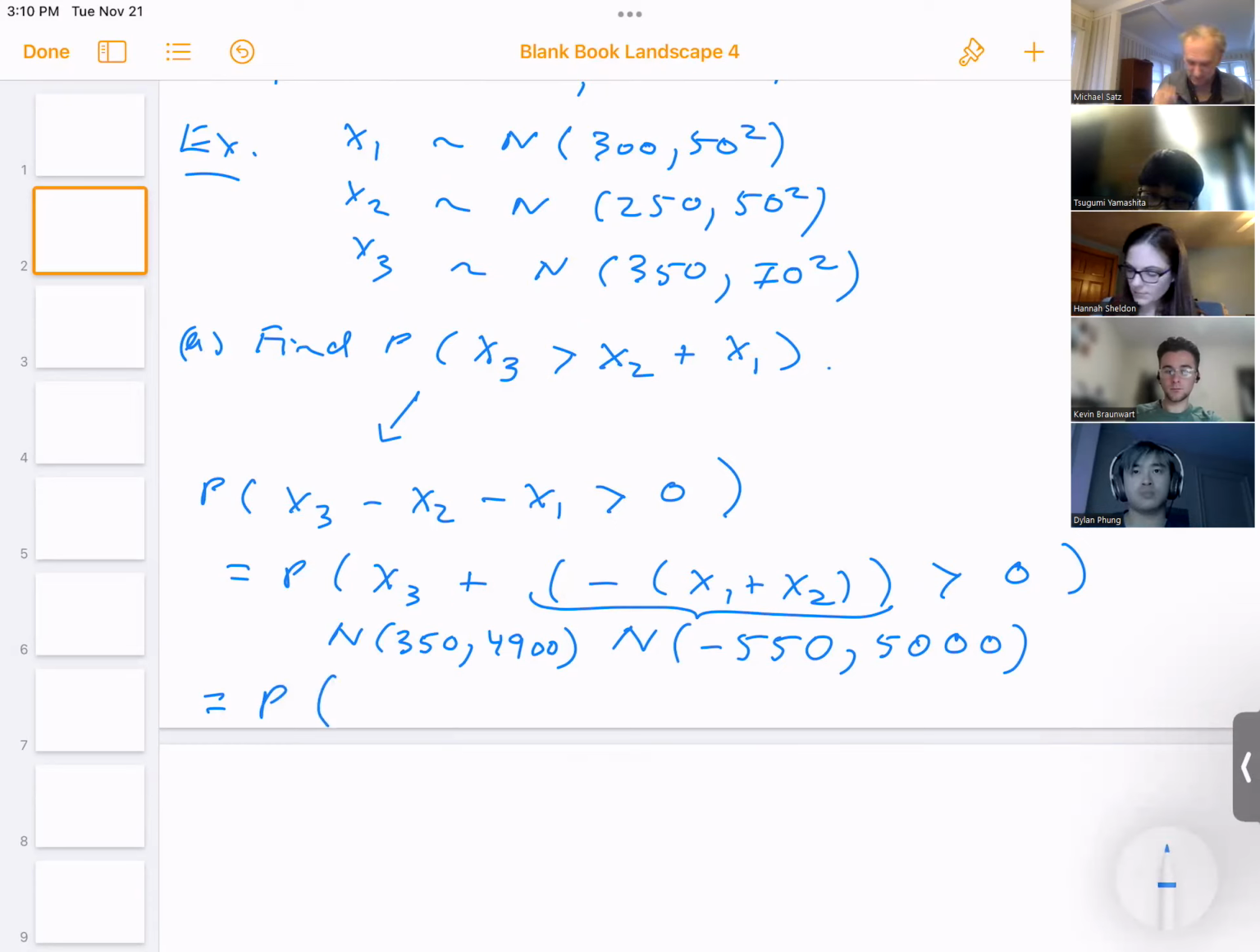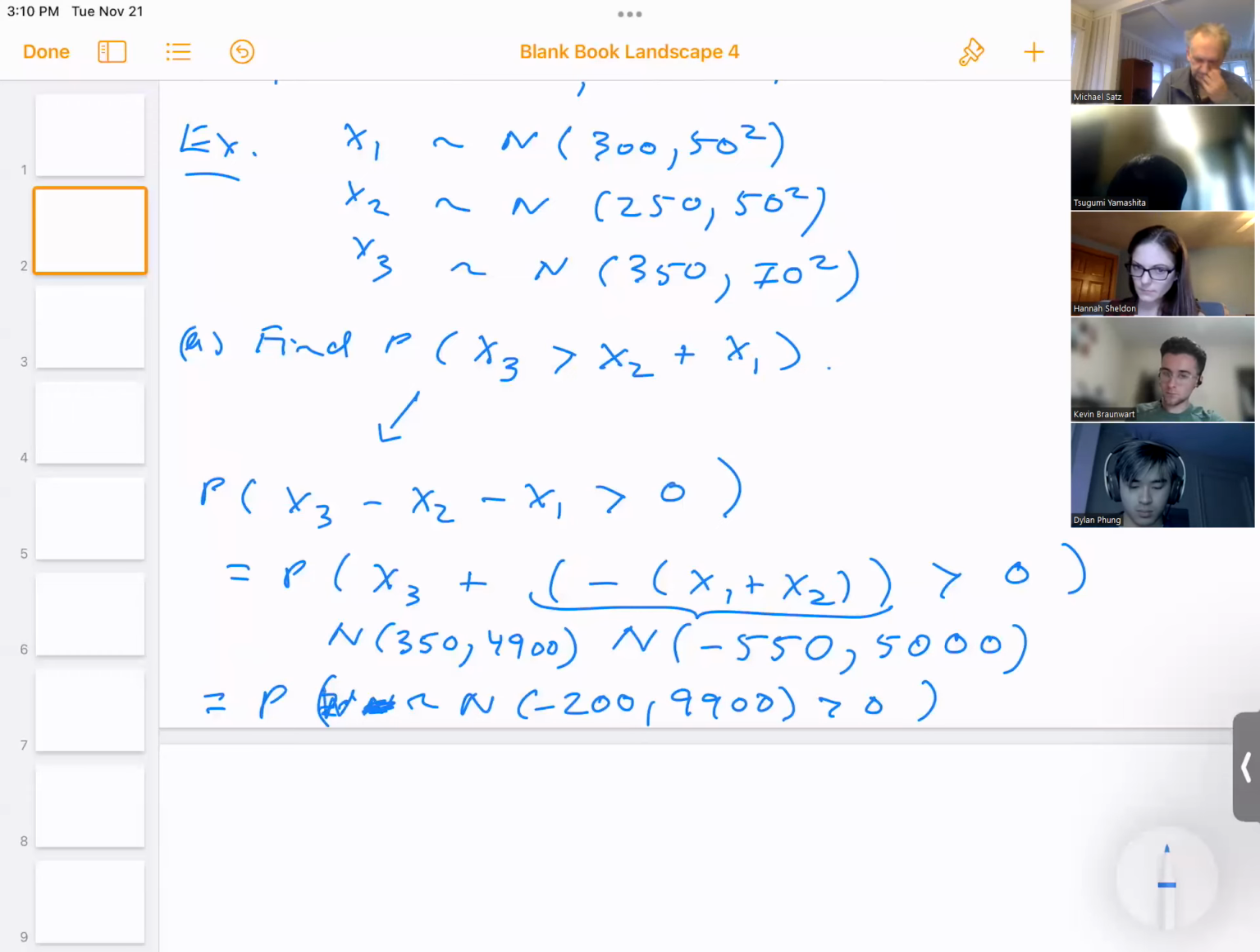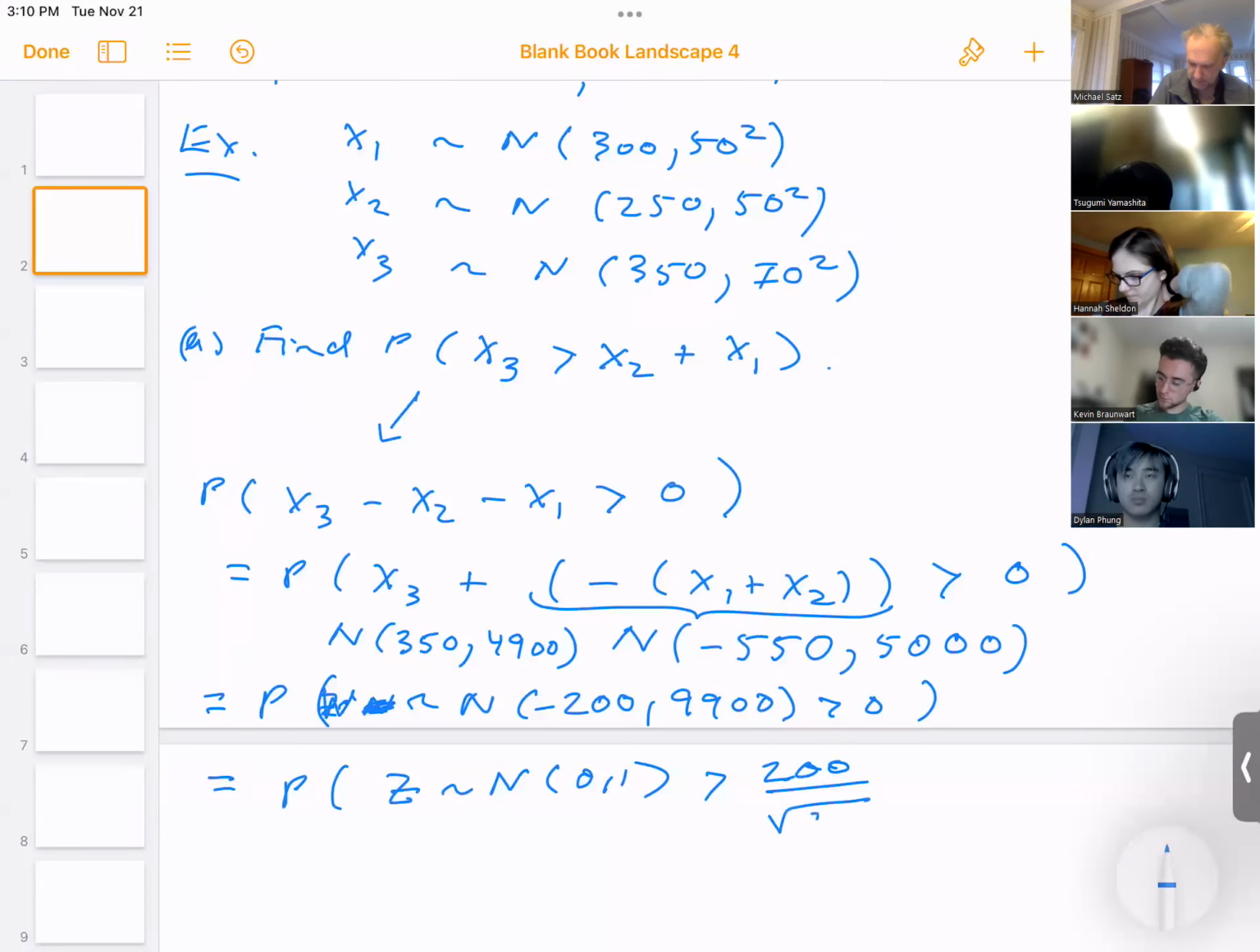Okay, so we need to make it standard normal, right? So I'll just write it like this, Z. No, don't call it Z, call it W or something. W normal minus 200, 9,900 is greater than 0. And now I'll make it Z. I'm going to add 200 to each side and divide by the square root of 9,900. So this is the probability that Z normal 0, 1 is greater than 200 over the square root of 9,900.